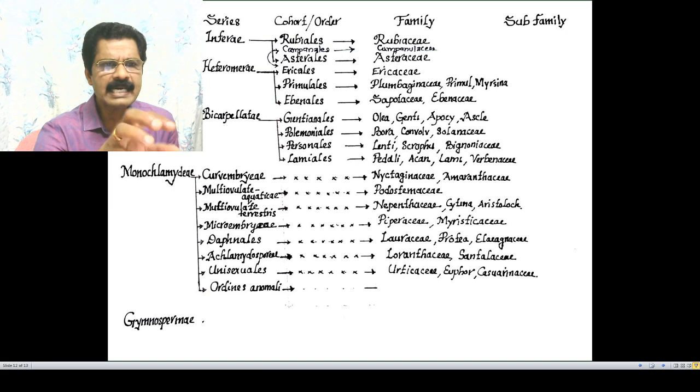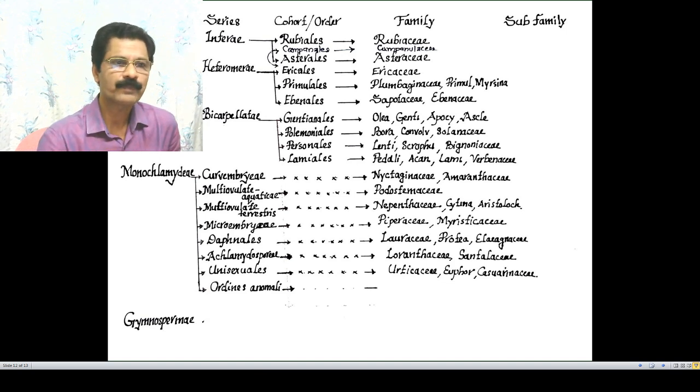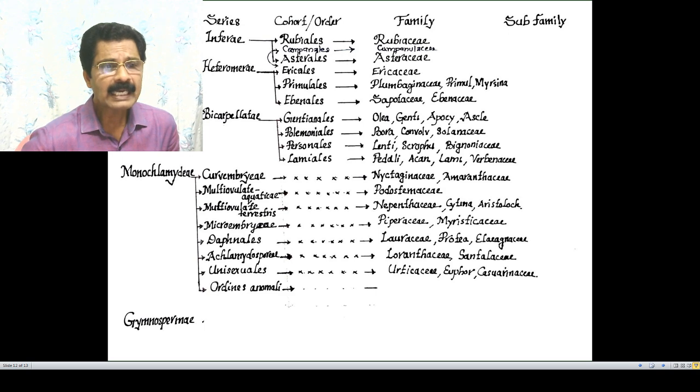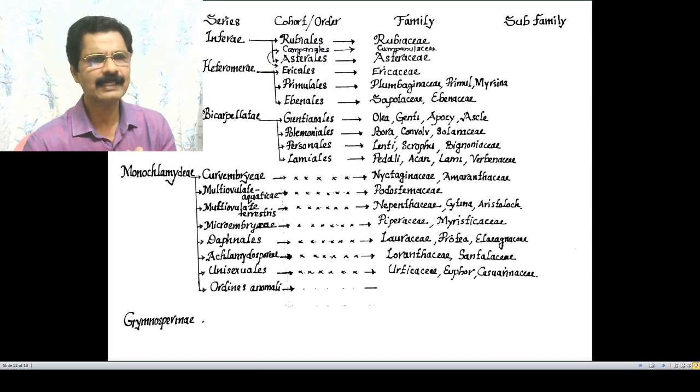Monochlamydeae have Curvembryae, Multiovulatae aquaticae, Multiovulatae terrestres, Microembryae, Daphnales, Achlamydosporae, Unisexuales, and some orders are anomalous in nature, that is, they come under Ordines Anomali. So in Monochlamydeae, only one whorl is there, so we cannot differentiate sepals or petals. That condition we call perianth, otherwise called tepals.